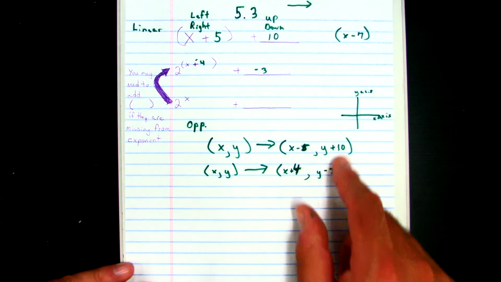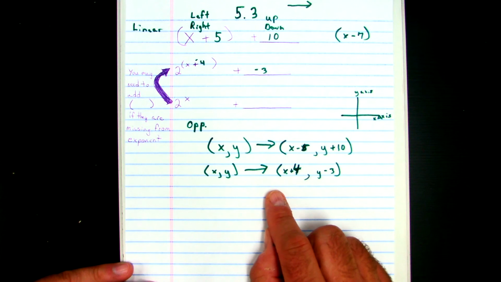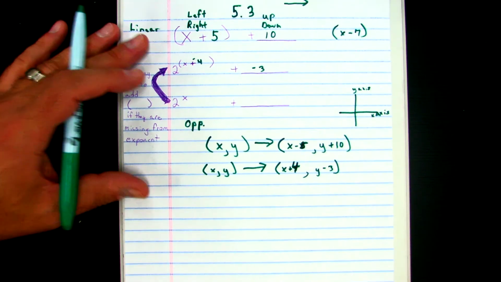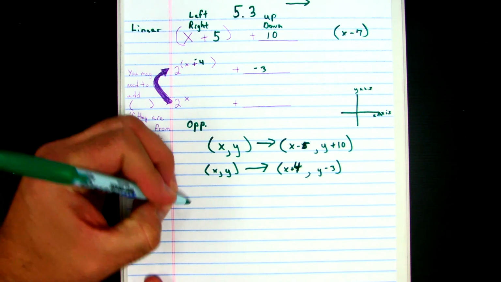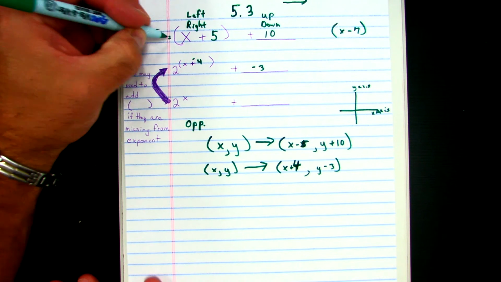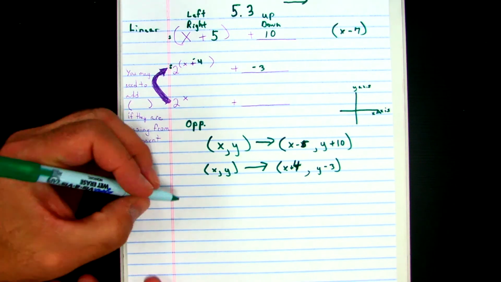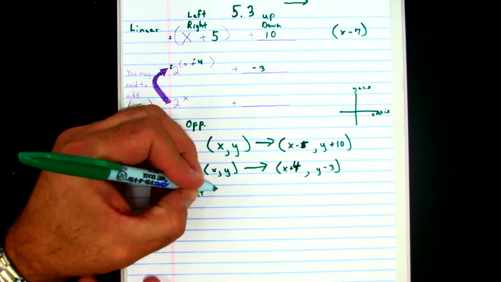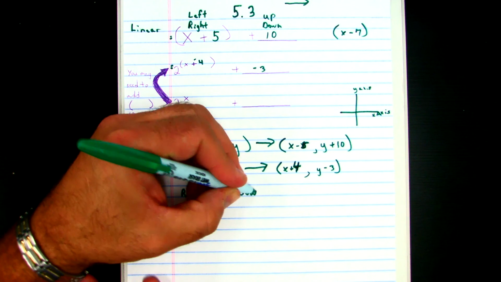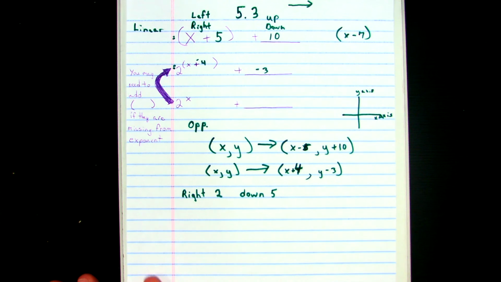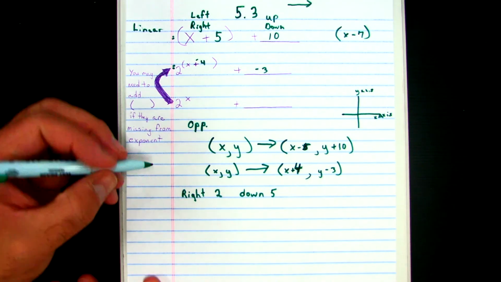So again, this is coordinate notation on translations. You have to be able to tell me what direction we're going and be able to go forwards and backwards. So I'm going to tell you, write a function. These are all functions where I'm going to the right 2 and down 5. So I'm going to write a function, not coordinate notation, but a function.